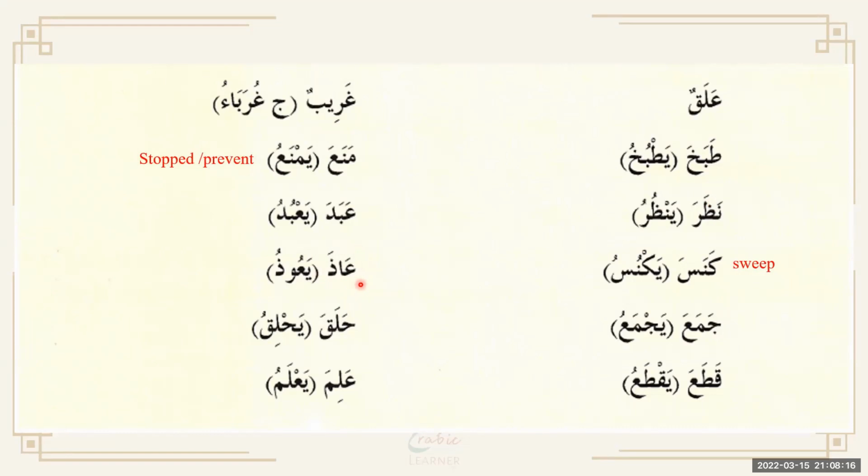Jama'a, yajma'u. What is the meaning of jama'a? He gathered. Halaqa, yahliqu. He shaved. Qata'a, yaqta'u. He cut. Alima ya'lamu. You know this already. So that's it. Inshallah, tomorrow we will start with lesson number 15.